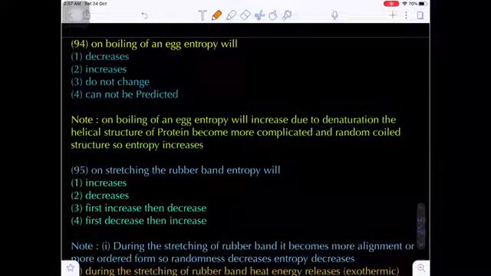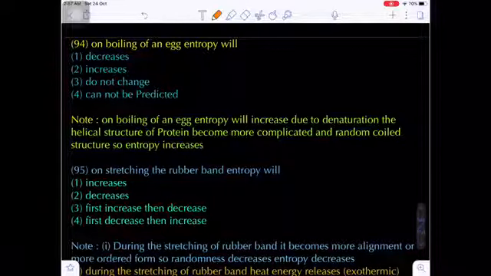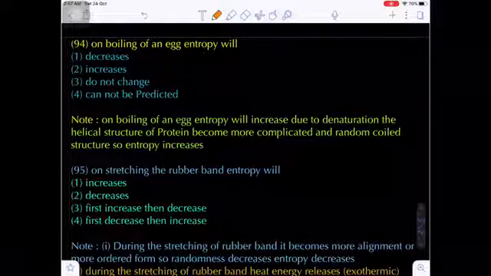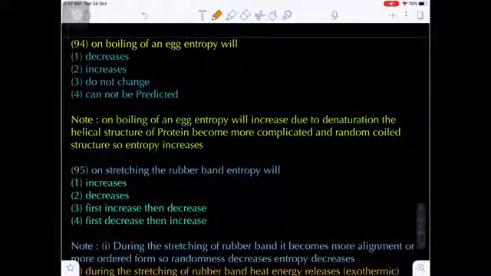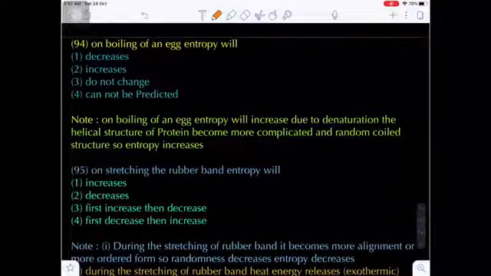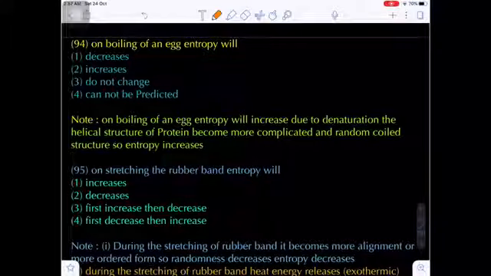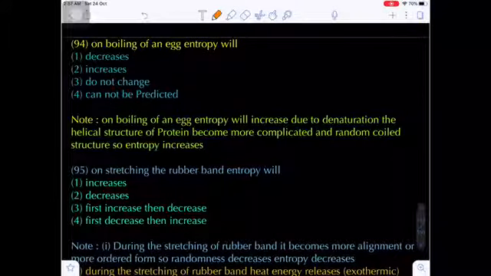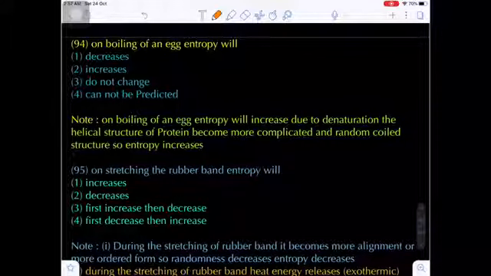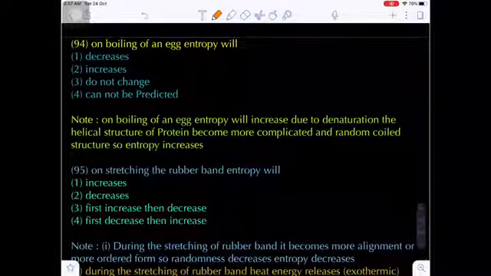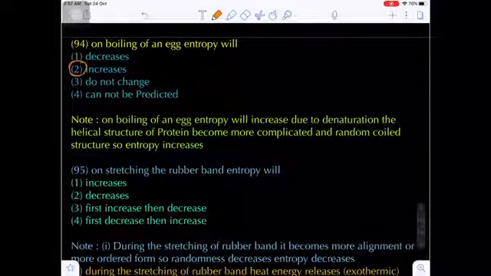In question number 94, on boiling of an egg, what will be the entropy? So in this question, most of the students think, in an egg, the liquid component will be present, that is the egg protein. While boiling of egg, the liquid will be solidified. You will get a precipitate in the egg. That means the solid is forming from the liquid. That means randomness decreases. So entropy has to be decreased. But that is incorrect. While boiling of an egg, the entropy of the boiled egg increases. This is very, very important.